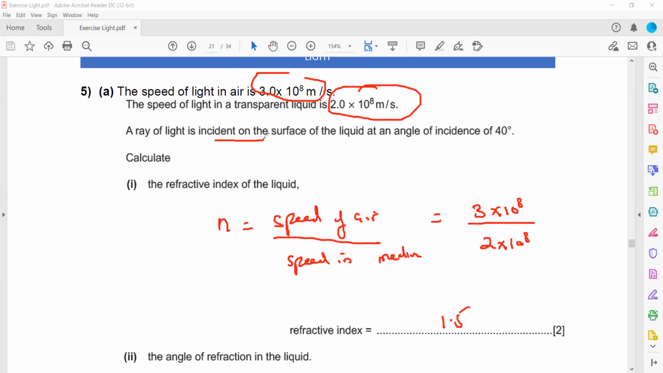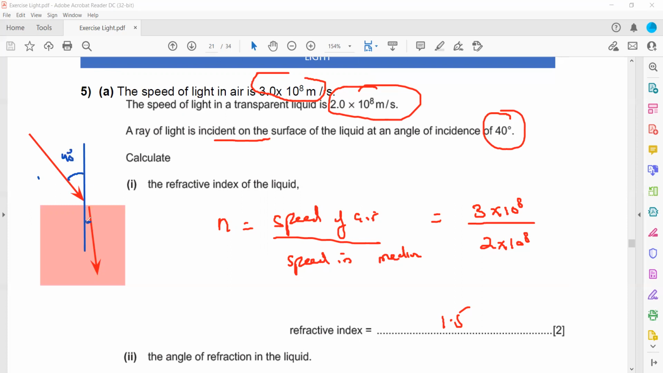Then a ray of light is incident on the surface of a liquid at an angle of 60. So it is moving from air to liquid, not glass. That's why it bends towards the normal, or the angle will decrease. The angle of incidence is given, that is 40. We need the angle of refraction. And the refractive index we already worked out, that is 1.5.